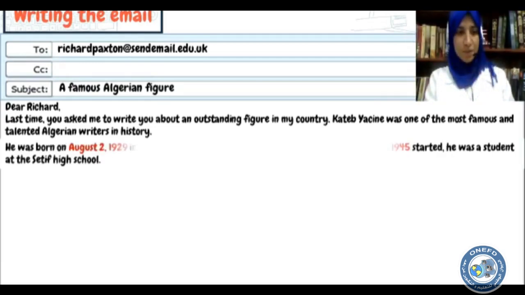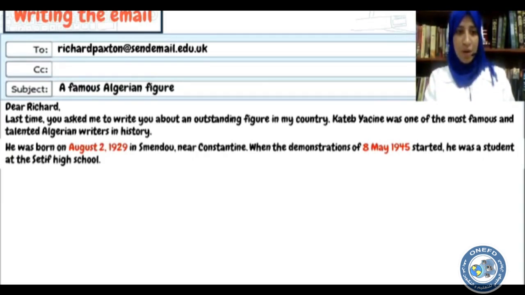To do that. He was born on August 2nd, 1929 in Smendo near Constantine. When the demonstrations of 8th May 1945 started, he was a student at the city high school. So this is just a sentence to write about his date and place of birth and his education briefly. Now quickly, you are going to write about his early life. Just one sentence in 2 minutes.